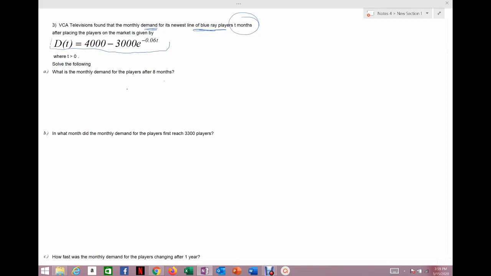Alright, question A. What is the monthly demand for players after 8 months have gone by? So this is just plug it in and solve. So part A is find the demand after 8 months. So take 8, plug it into that demand equation, and then simplify. Now, when we're doing applications, keep in mind that if it doesn't tell you where to round, just round in a way that makes sense.